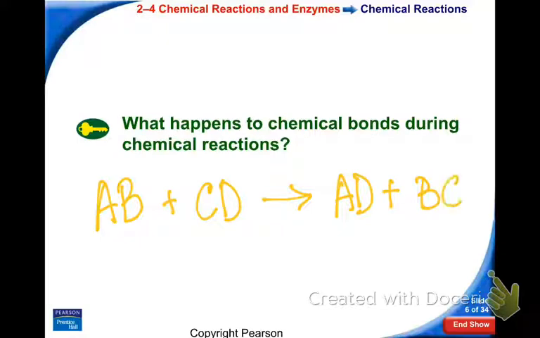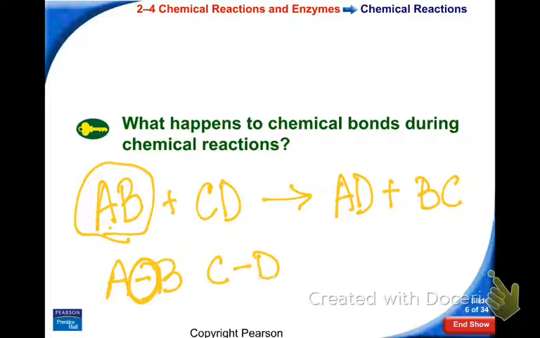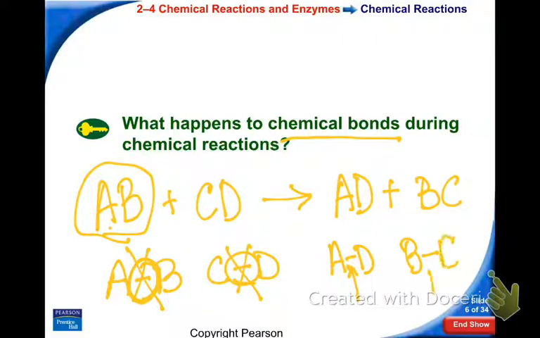So if you have this molecule or compound called AB, it's got some type of chemical bond holding the A to the B, and the C has some type of chemical bond holding the C to the D. Well, what do you think is going to happen to these chemical bonds during a chemical reaction? Well, the chemical bonds have to be broken and then reformed, because now we have the chemical bond between the A and the D and the chemical bond between the B and the C. So you're going to be rearranging chemical bonds, breaking chemical bonds, and making new chemical bonds when you're doing chemical reactions.